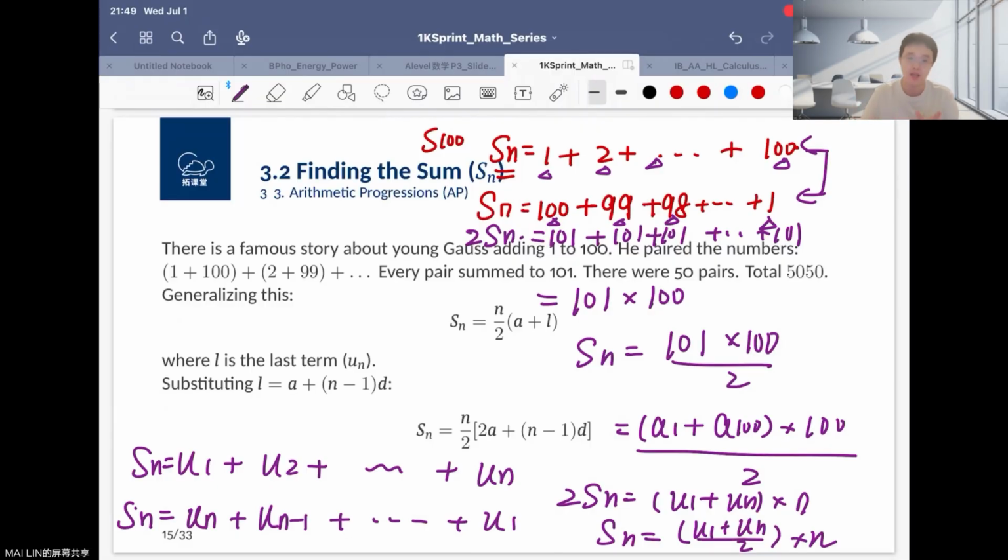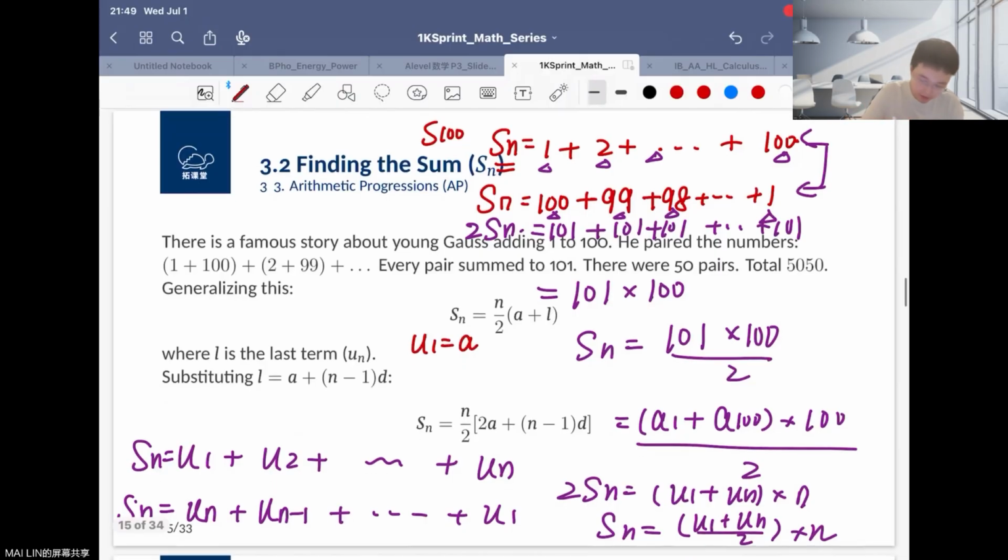So we said U1 equals A, right? So you can say here U1 equals A, and also Un equals A plus n minus 1 times D, right? So here is Un.